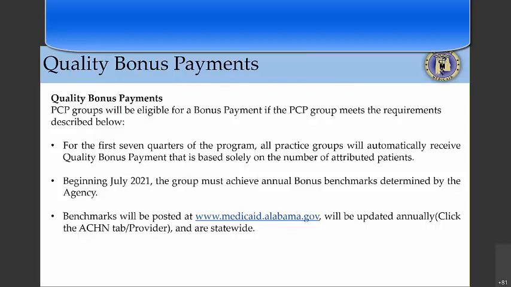Participating groups will be eligible for a bonus payment if the group meets the following requirements below. As mentioned earlier, for the first 7 quarters of the program, all practice groups will automatically receive a quality bonus payment depending upon attribution of members. Beginning in July of 2021 is when the awards for quality will be distributed based on calculated measures. Finally, benchmarks will be posted soon at www.medicaid.alabama.gov.